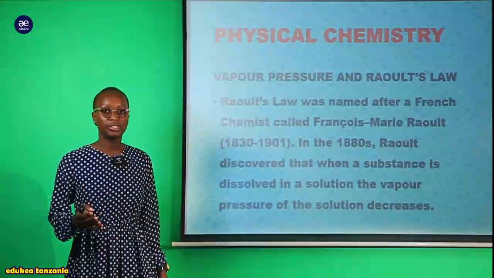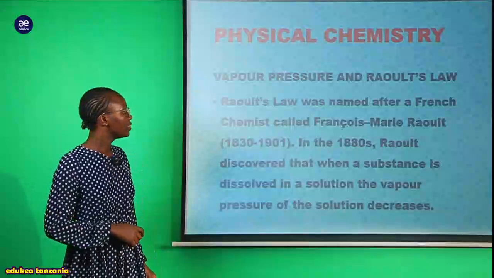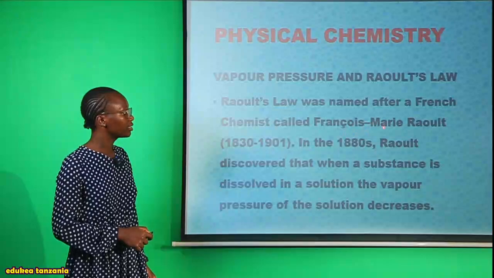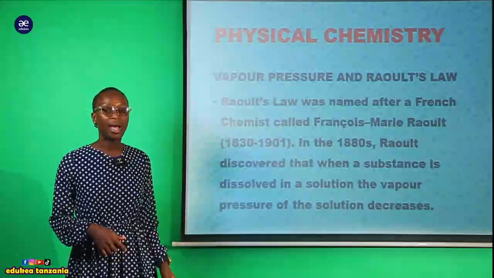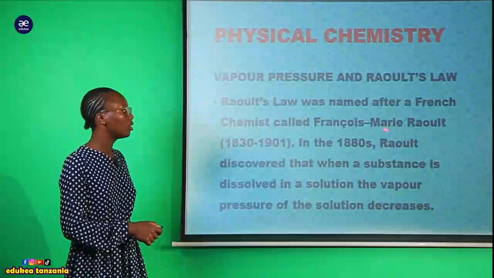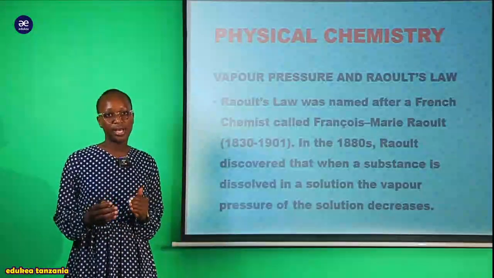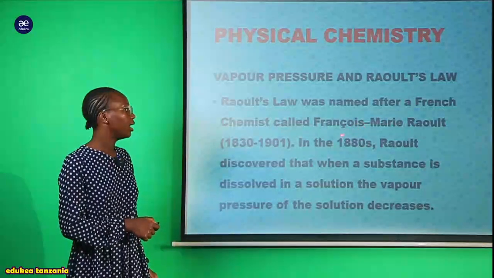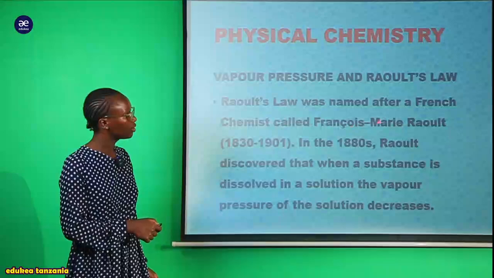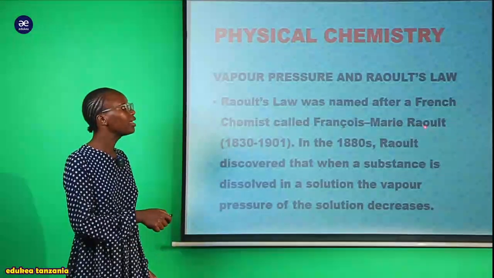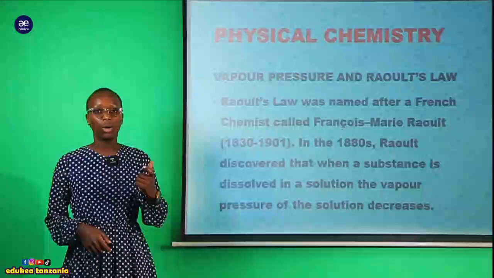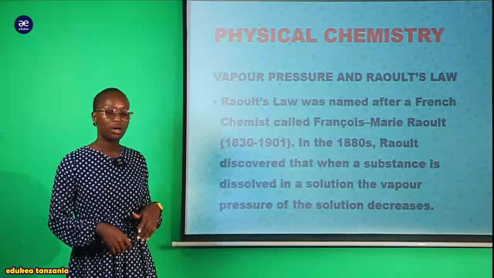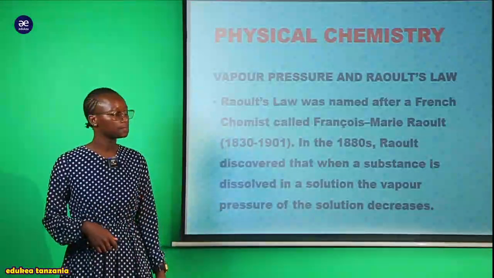So let us see a little bit concerning Raoult's law. What does it mean? This Raoult's law was named after a French chemist called Francois Marie Raoult. These are experts, which is why you see that the law carries the name of someone. From here the law came to be called Raoult's law, and he lived from 1830 to 1901. So we have to study it.